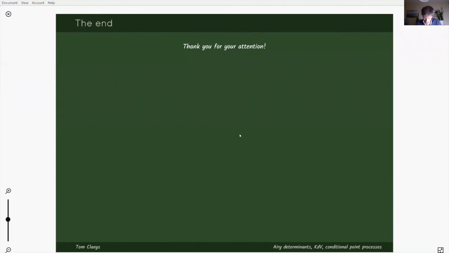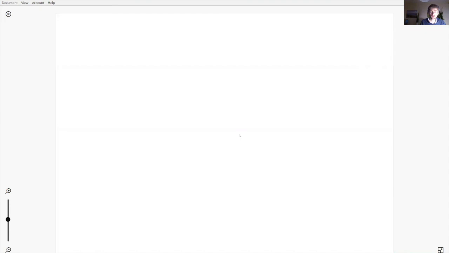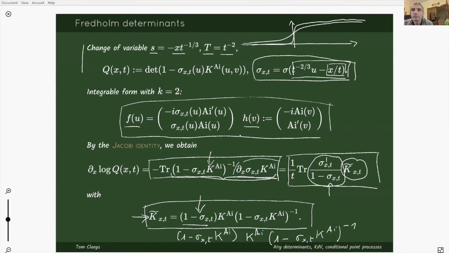Because this is the integrable form of the operators, and you have this function sigma. If your function sigma were just a constant function, or piecewise constant, or the indicator function of an interval, let's say, then it would be Painlevé, or maybe some Painlevé hierarchy or coupled Painlevé system.